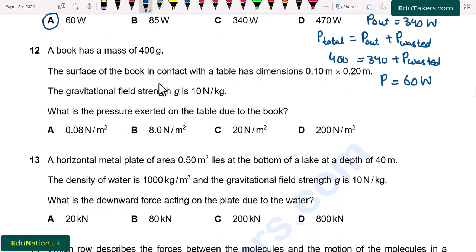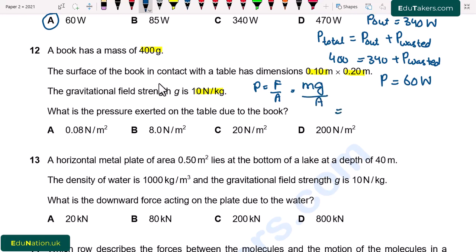Question number 12. A book has a mass of 400 gram. The surface of the book in contact with the table has a dimension of 0.10 meter cross 0.20 meter. The gravitational field strength g is 10 Newton per kilogram. What is the pressure exerted on the table due to book? So here we have to find out the value of pressure. We know that pressure is equal to force over area. Here force is not given. So I write here force is the product of mass and gravitational field strength, divided by area.